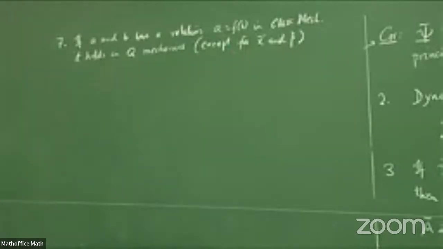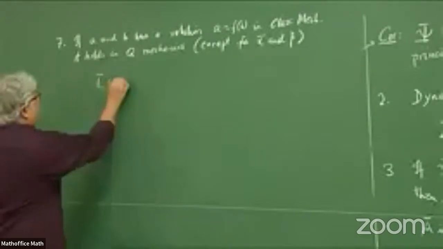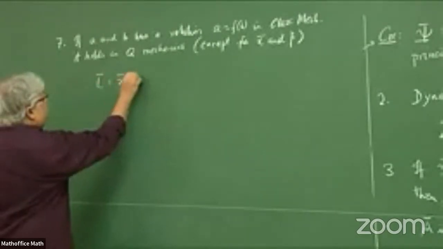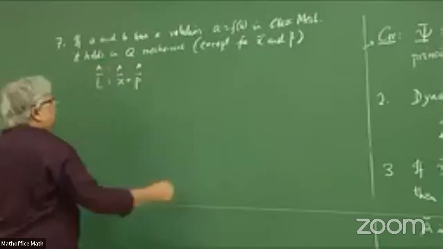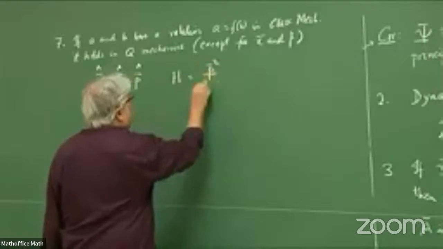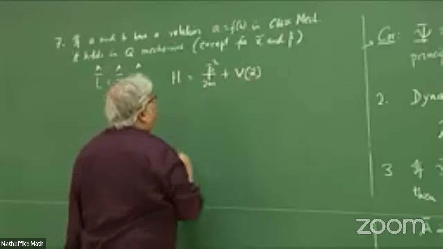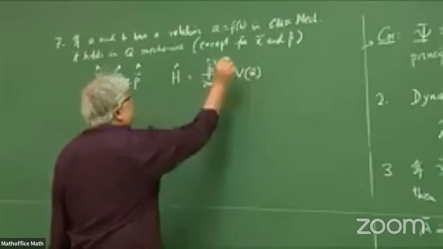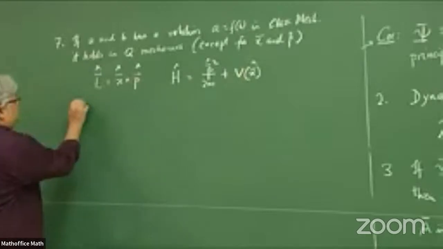In other words, for example, you write angular momentum. In quantum mechanics, the same relation holds. You write the Hamiltonian as p squared by 2m plus some potential, and it will just carry over to quantum mechanics. So this is known as the correspondence.